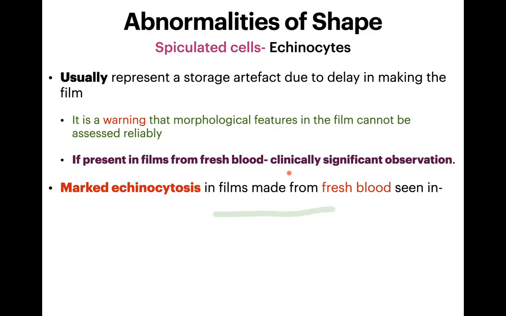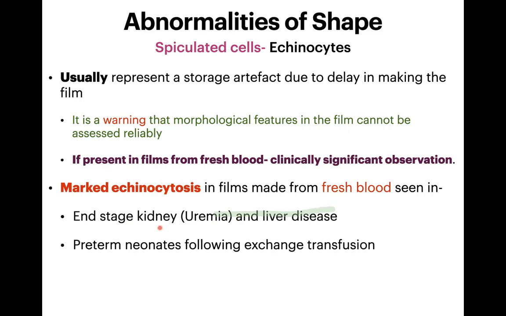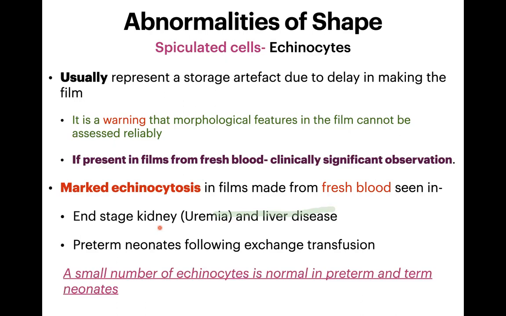When you are seeing marked echinocytosis in a film made from fresh blood, it indicates multi-organ failure, end-stage disease, and liver and kidney diseases. In the preterm units, following exchange transfusions, because of the storage, RBCs deplete ATP and lysolecithin is formed, so they become echinocytes, and you will find these in the case of transfusion. A small number of echinocytes is normal in preterm and term units. That also you need to remember.